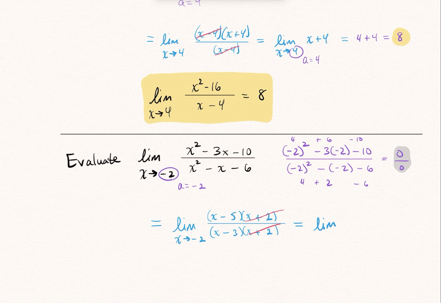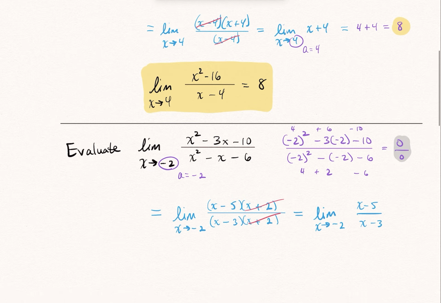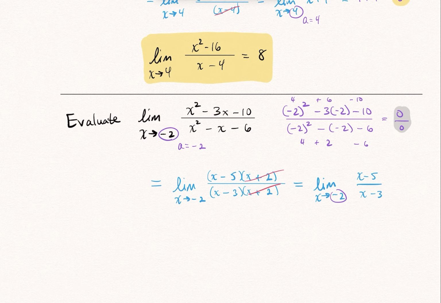All right, so now we have the limit as x goes to negative 2 of x minus 5 over x minus 3. And here again, as always, we just try plugging in the a and see what happens. So we get negative 2 minus 5 over negative 2 minus 3. It's negative 7 over negative 5, which is 7/5. Because that's just a number, we do in fact get equality, and that is our answer.